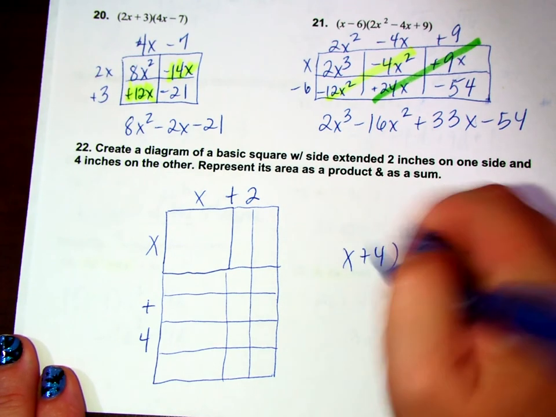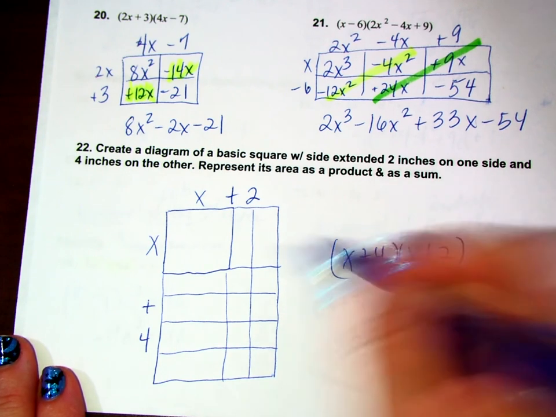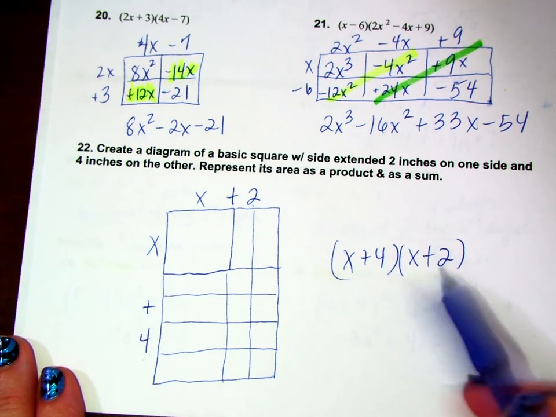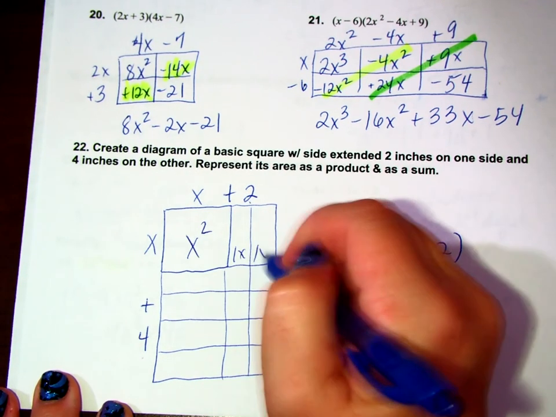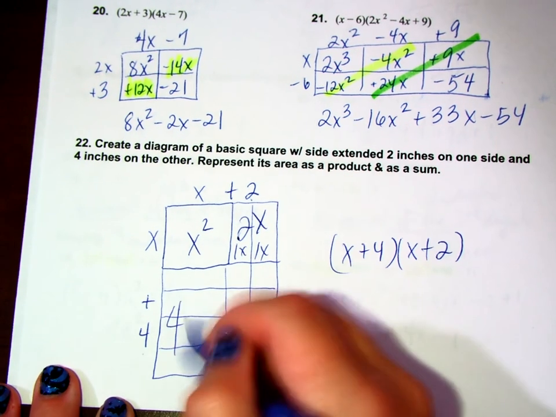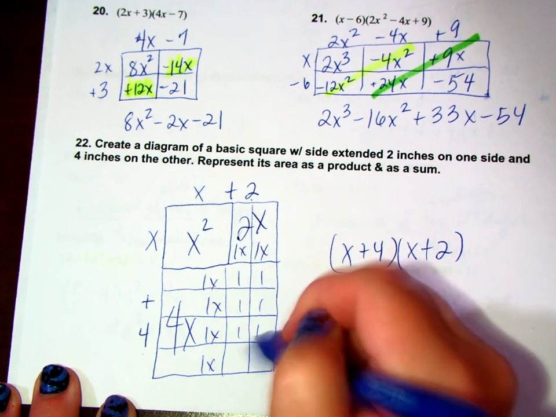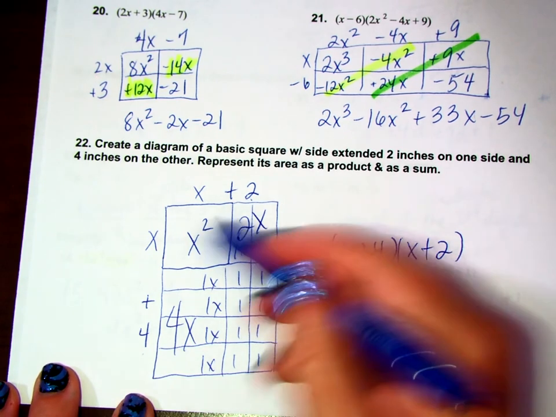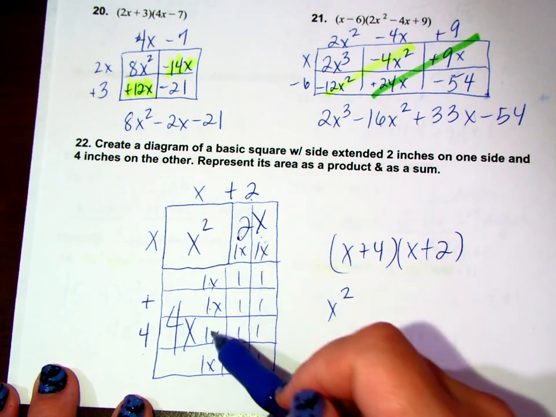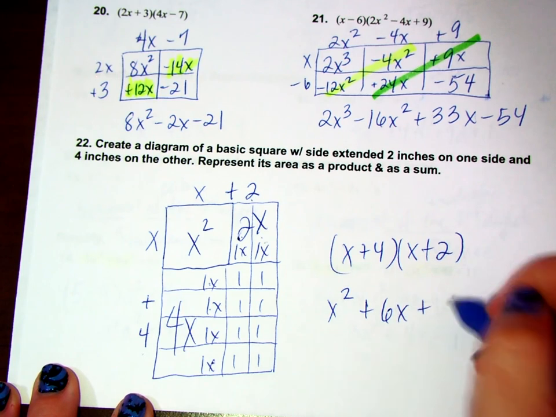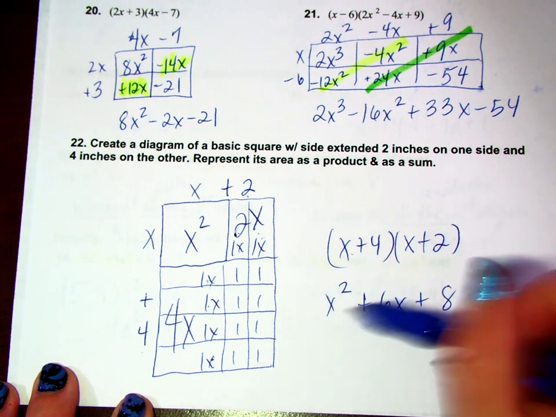My factored form has the factor x plus 2 shown on this side and x plus 4 shown on the other side. And then we fill this in, x times x. 1x and 1x makes a total of 2x, total of 4x. And then 1, 2, 3, 4, 5, 6, 7, 8. So we could FOIL this, but we can see right here in the area model that it's x squared, 1, 2, 3, 4, 5, 6, plus 6x, plus 8. And again, it says to write the area as a product and a sum. Here's my product, here's my sum.